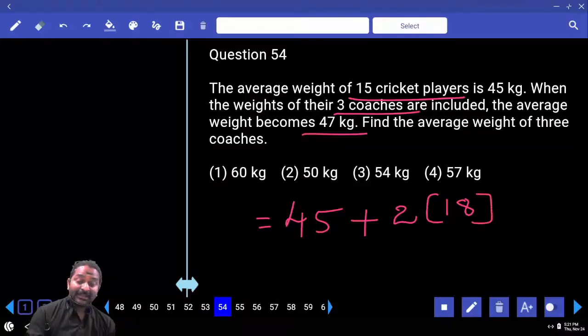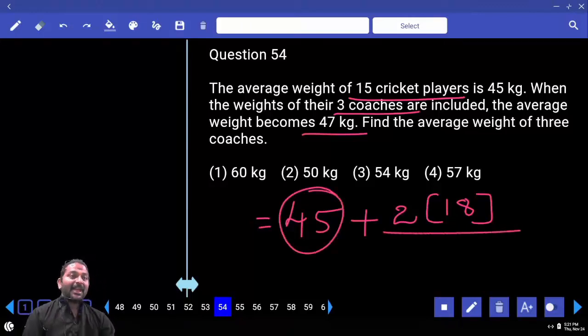Why? 45 is average. To the average we can add or subtract only the average. So average for how many people? 3 people, divided by 3. 3 into 6 times. 45 plus 12, 57.